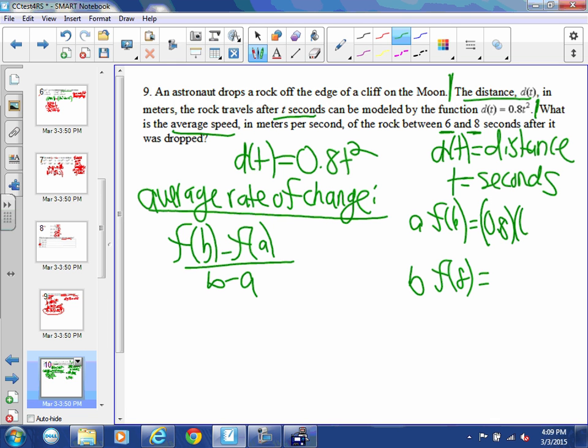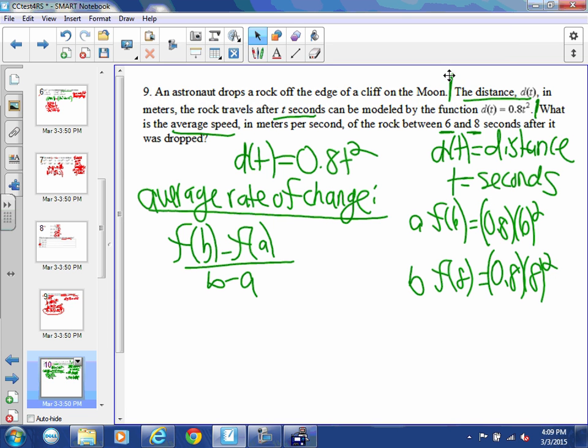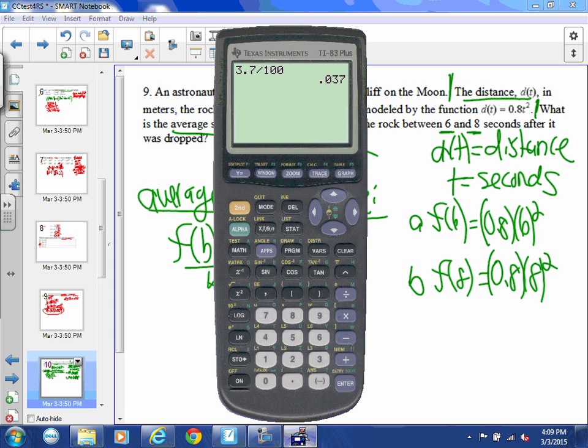0.8 times 6 squared, 0.8 times 8 squared. Go to my calculator. 0.8, 6 squared, 0.8, 8 squared. So I have 28.8, 51.2.